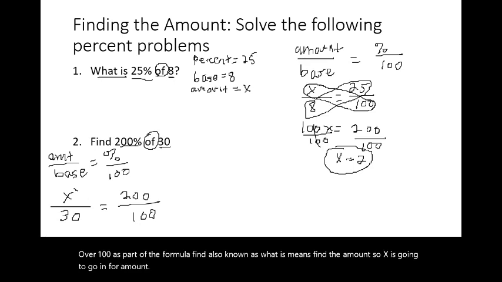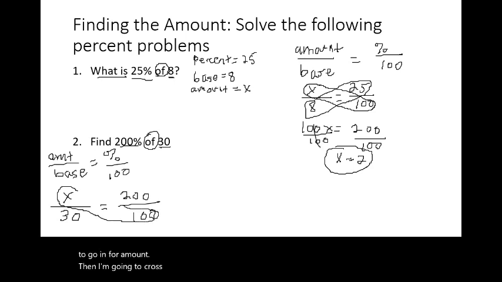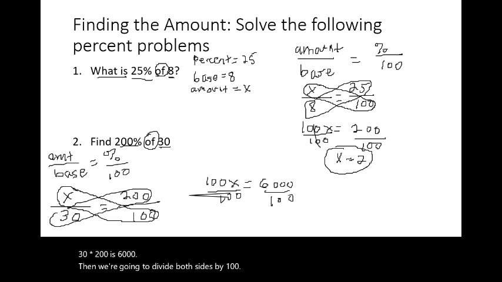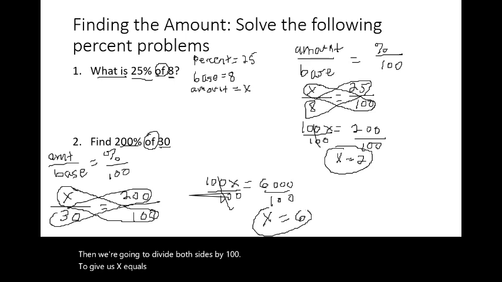Then I'm going to cross multiply. So x times 100 is 100x equals 30 times 200, which is 6,000. Then we're going to divide both sides by 100 to give us x equals 6 for our final answer. Sorry, x equals 60 for our final answer.